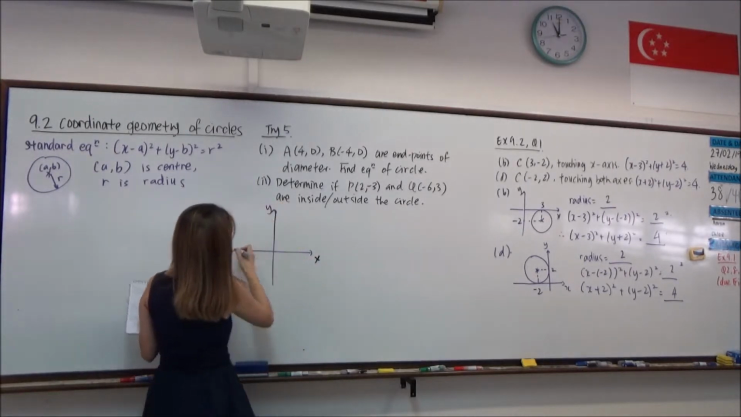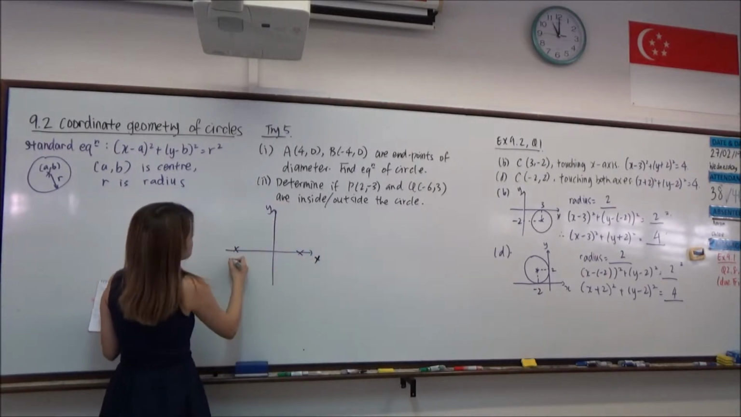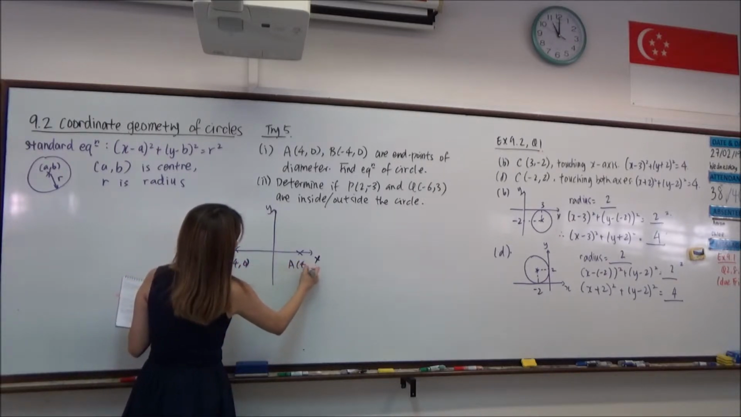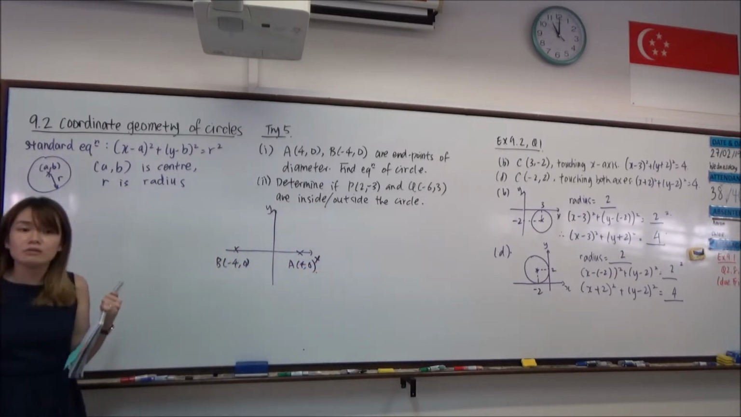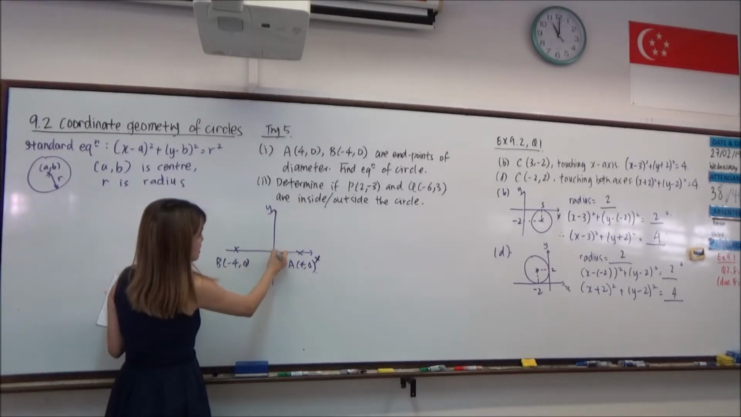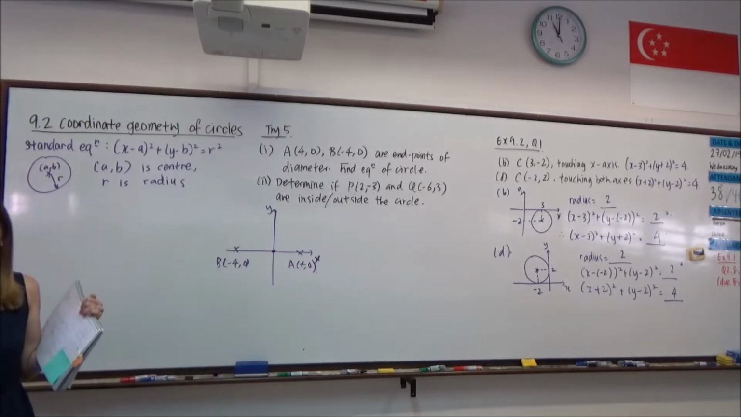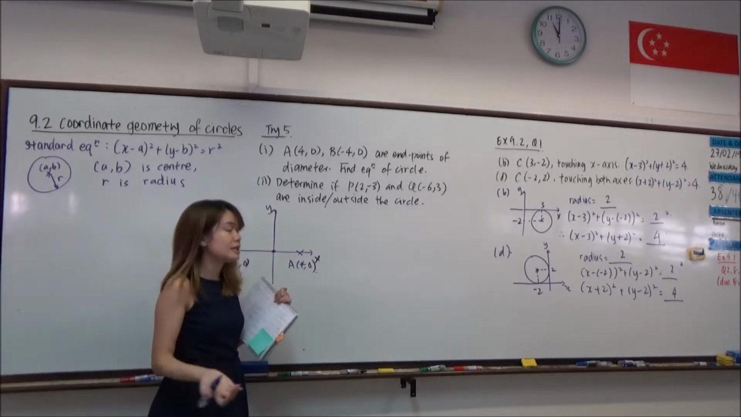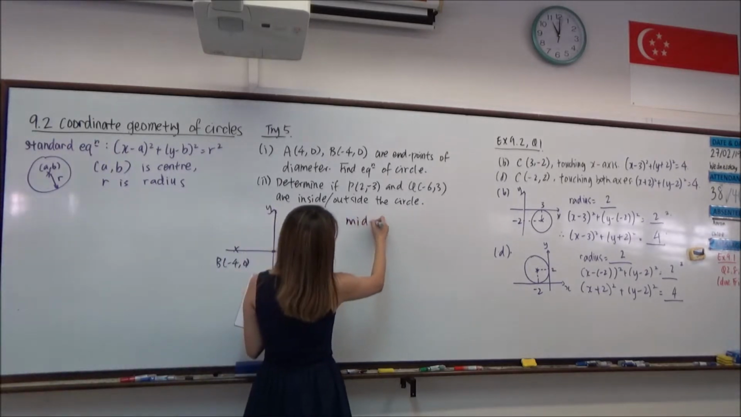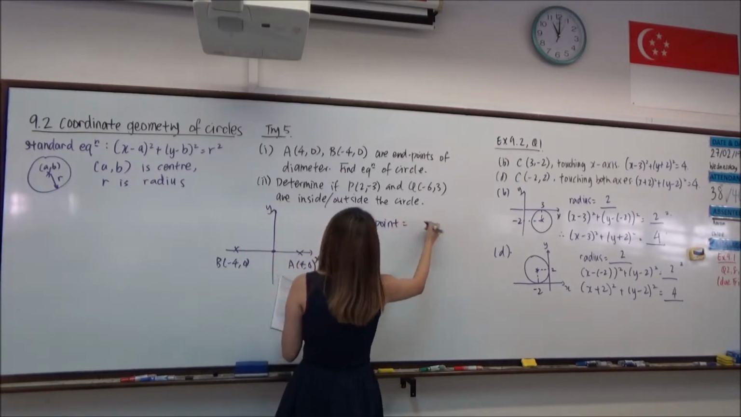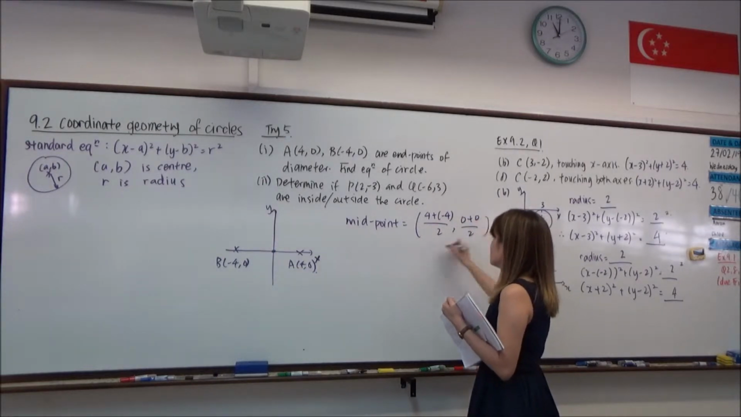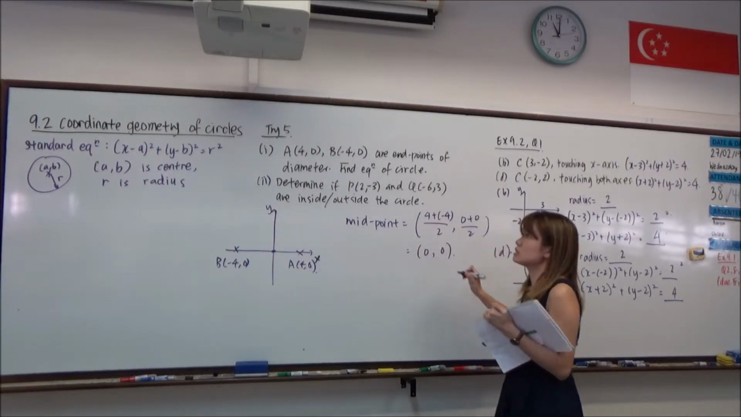Just divide by two. Okay, so this will be B at negative 4, 0, and this is A at 4, 0. So coincidentally, you'll find that the center is actually at the origin, right? Because 4 units. But of course, in a general approach, we can find the midpoint, and we will still get 0, 0.